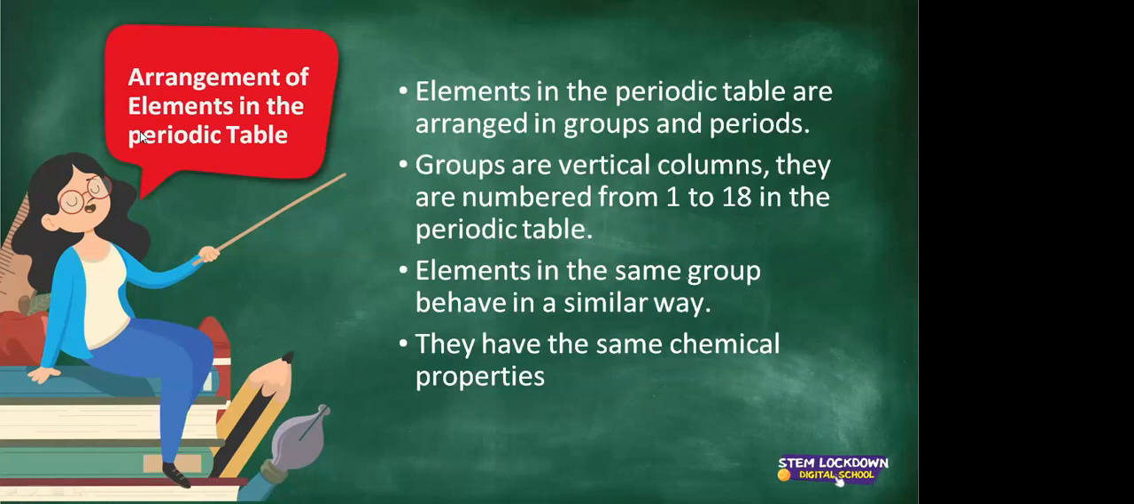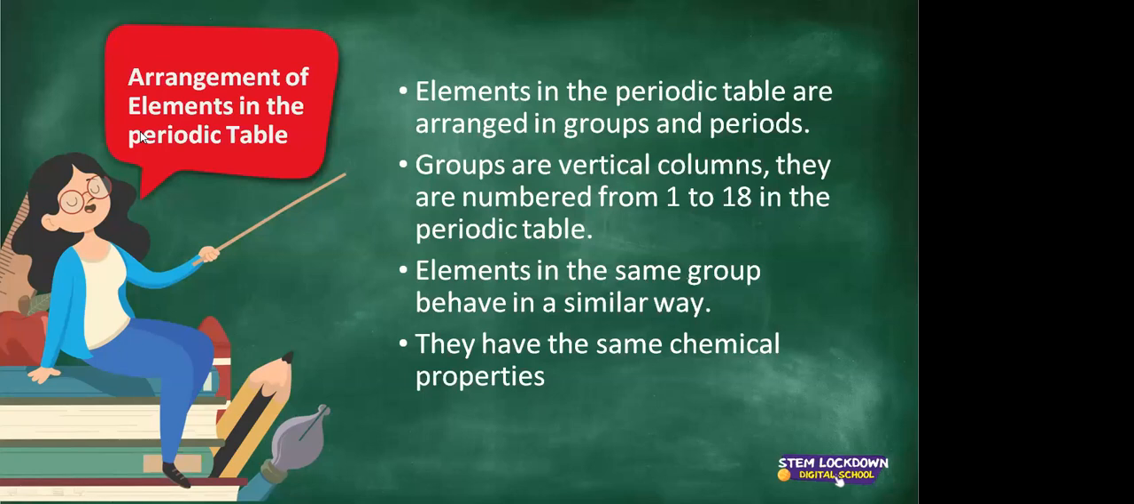Arrangement of elements in the periodic table. Remember, I said elements in the periodic table are arranged in groups and periods. Groups are vertical columns. So when you're looking at your periodic table, the vertical columns are your groups. We have 18 groups in a periodic table. If you're looking at your periodic table and you count up to 18, you'll find groups there.